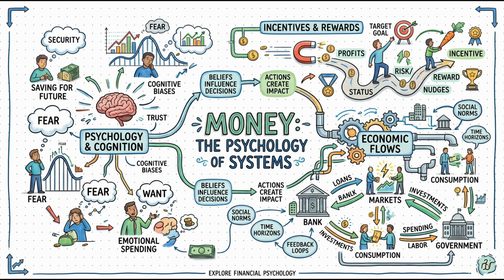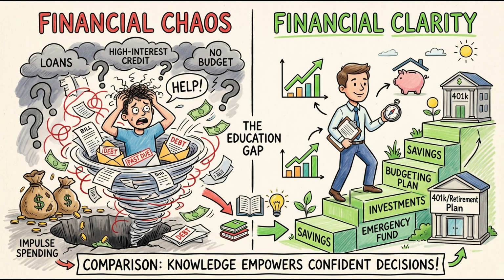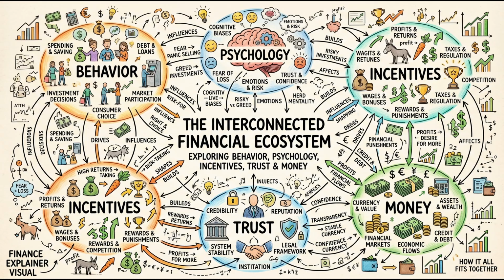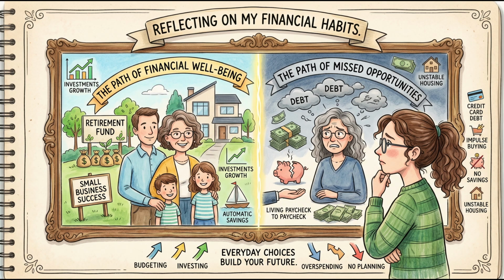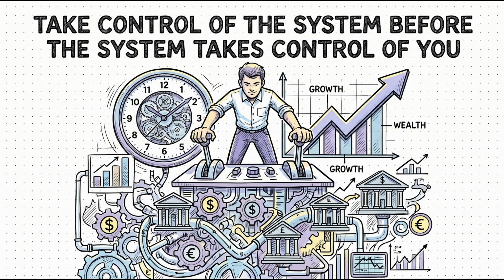Understanding money doesn't magically guarantee wealth, but remaining ignorant about it almost guarantees confusion and struggle. Because as we've seen today, money isn't just paper or coins. It's behavior, it's psychology, it is systems, incentives, trust, and most importantly, time. So I really want to leave you with this final thought to chew on today. Look at your own financial habits. Are you letting the incredible power of time work against you, or are you making it work for you? Take control of the system before the system takes control of you.